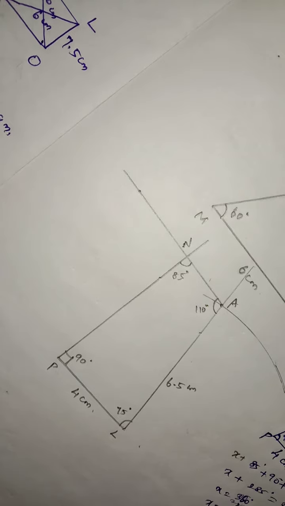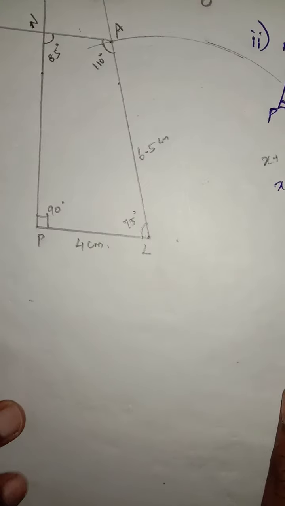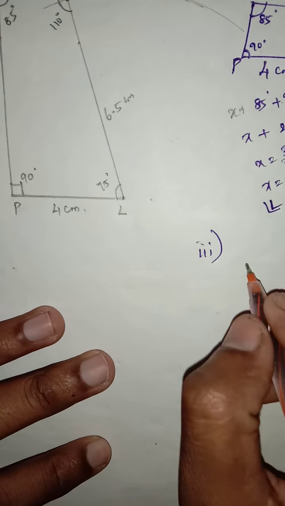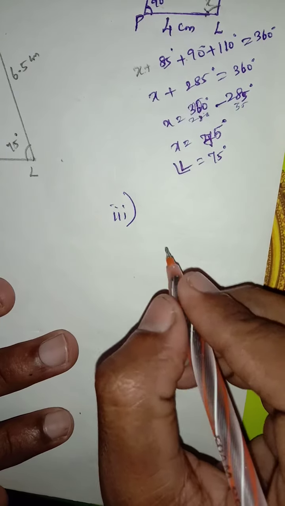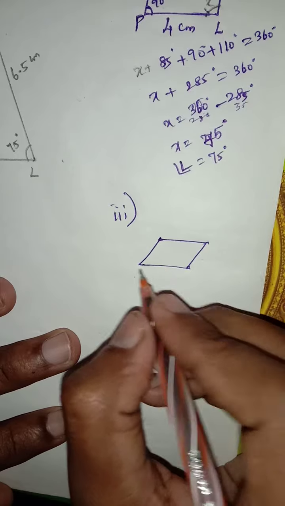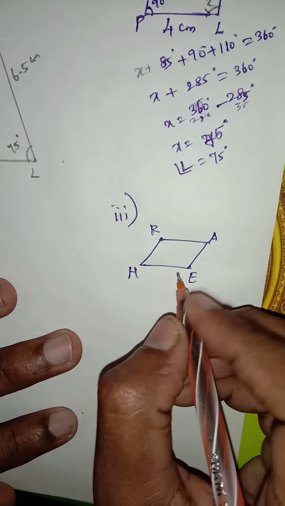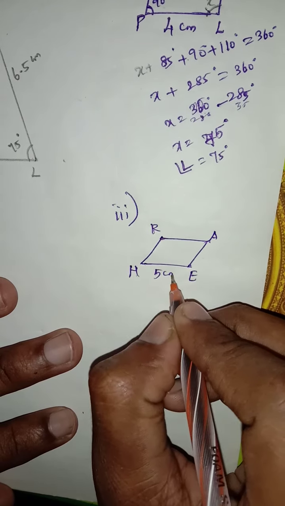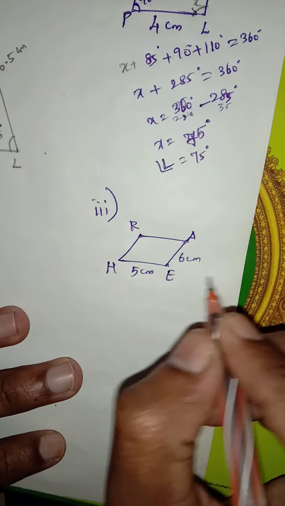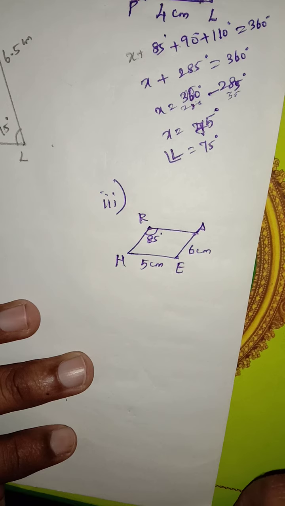Like this only you want to do the diagram. Now I'm going to explain the third question and fourth question. The third question is they ask us to draw a parallelogram, which means opposite sides are equal and parallel. The name is HERE: HE is 5 centimeter, EA is 6 centimeter, and angle R is 85 degree. This is the question which is given in your book.